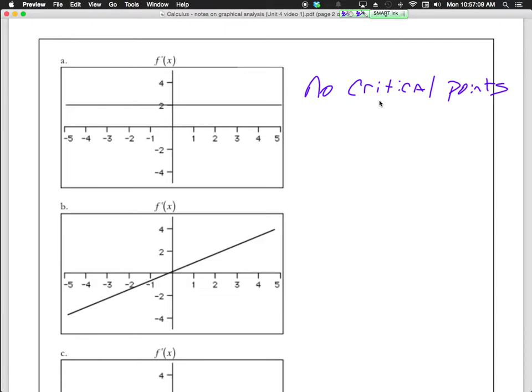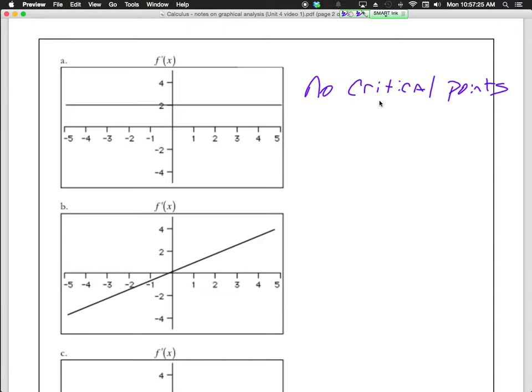So in this case, why are there no critical points? It doesn't touch the x-axis and it's not undefined. What makes it undefined? A vertical line. We'll get there. You'll see an example here in a second.